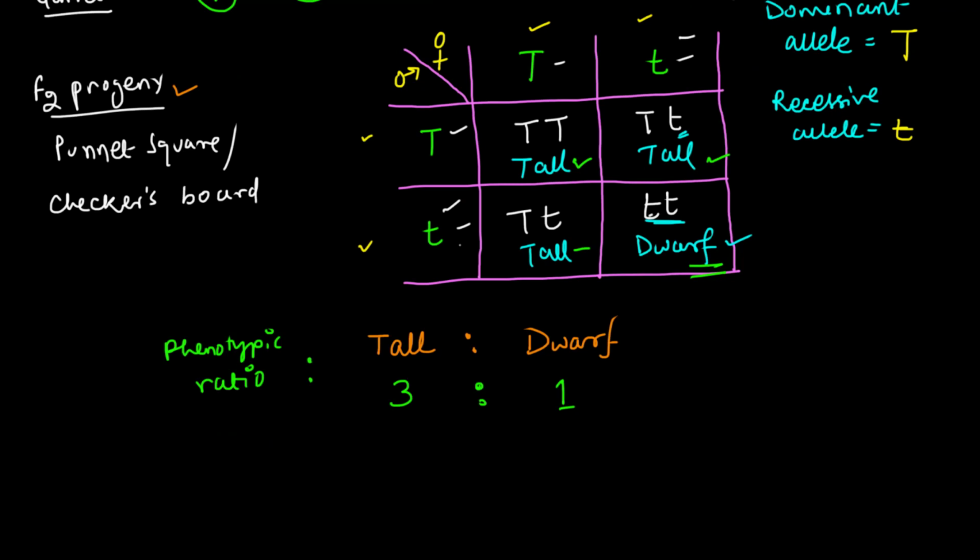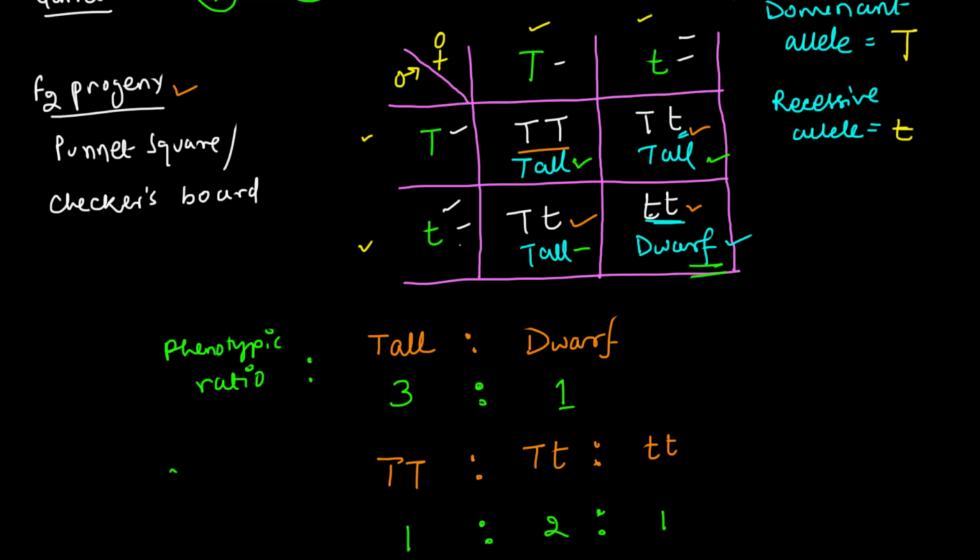Now what about the genotype? How many types of genotype are we going to have? Capital T capital T is one type, the homozygous dominant genotype. Then we have the heterozygous genotype, capital T small t, and finally the homozygous recessive genotype. And you have already seen that it is 1 for the homozygous dominant, 2 for the heterozygous, and 1 for the homozygous recessive, as you can see in this particular case.